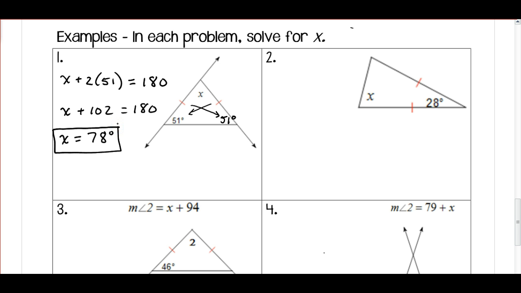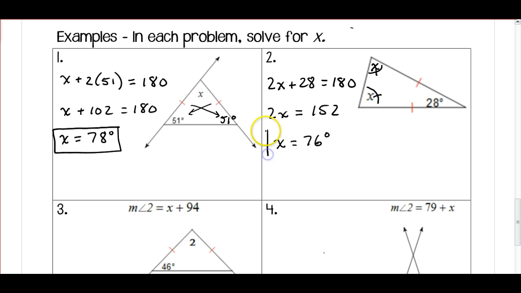As always, if you have questions, take the time to pause the video, write down your questions, and ask me the next time you see me. Moving on to example 2, here are my two congruent sides, so these are my two congruent angles. If this angle is x, this angle here also has to be x. The sum of my angles is 2x plus 28, and they have to equal 180. Subtract 28 from both sides: 2x is equal to 152. Divide both sides by 2, and x is 76 degrees.